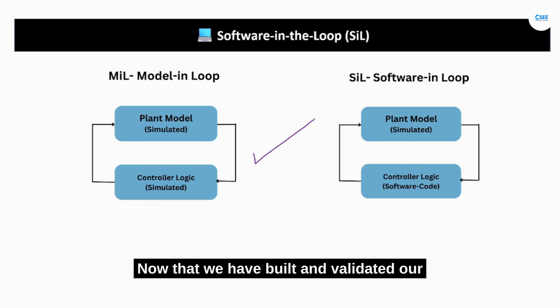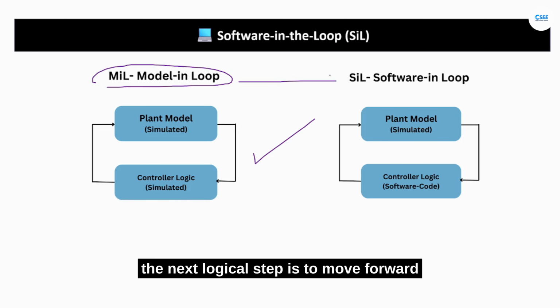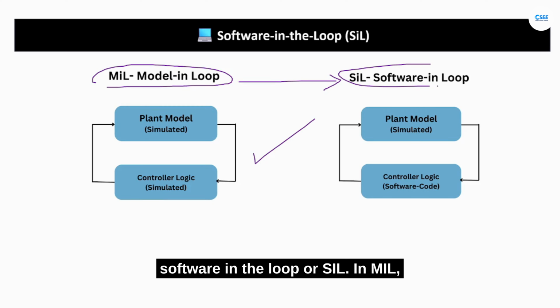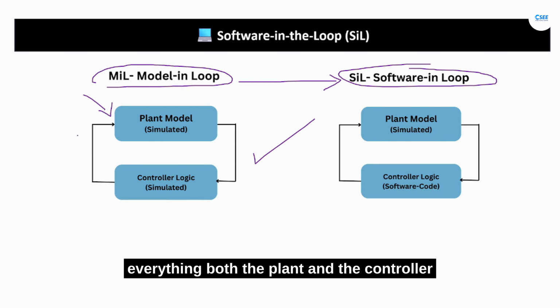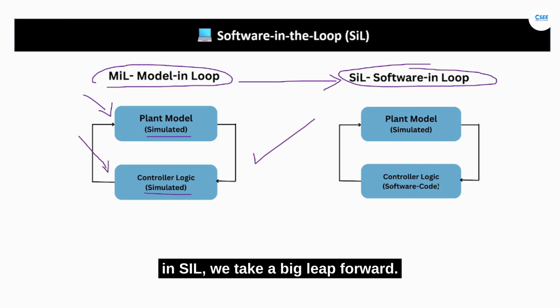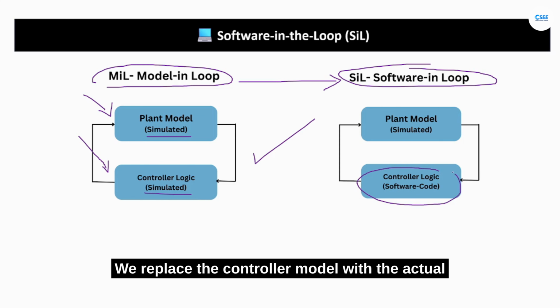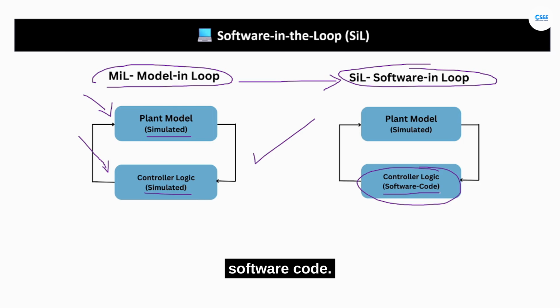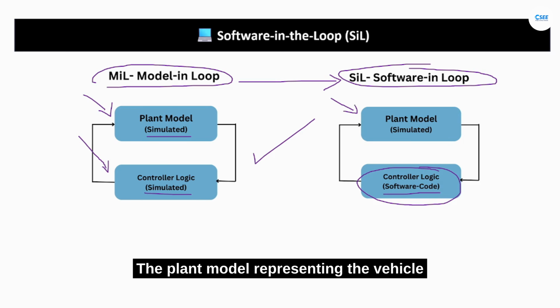Now that we have built and validated our algorithms in the model in the loop stage, the next logical step is to move forward to software in the loop, or SiL. In MIL, everything, both the plant and the controller, existed as simulation models. But in SiL, we take a big leap forward. We replace the controller model with the actual software code. The plant model representing the vehicle dynamics remains simulated, but the controller is in its executable form, just like it will run inside an electronic control unit.